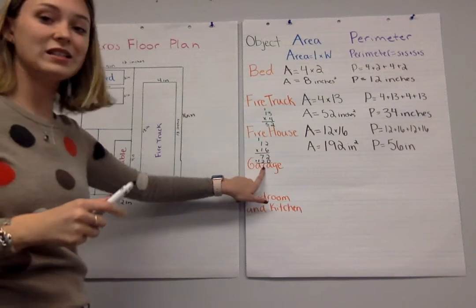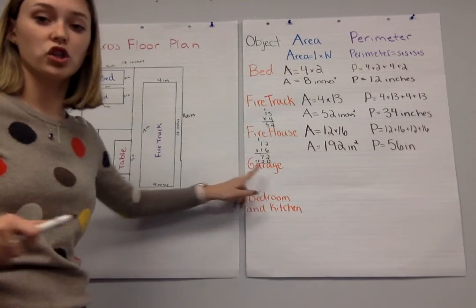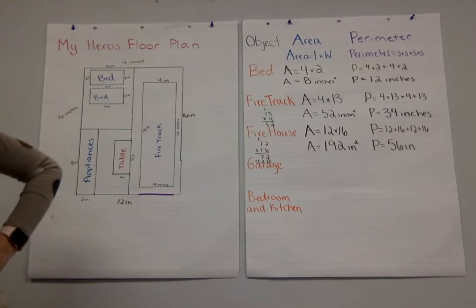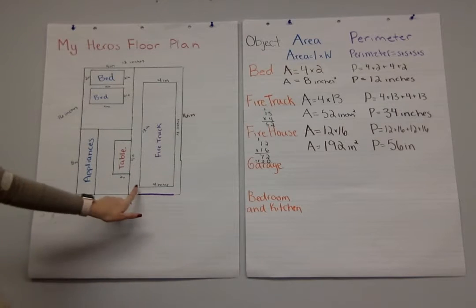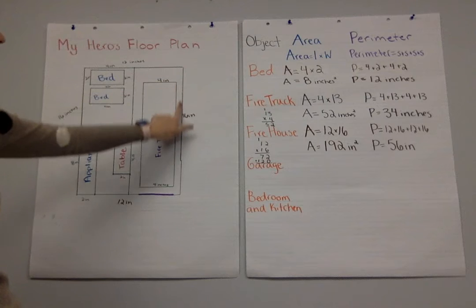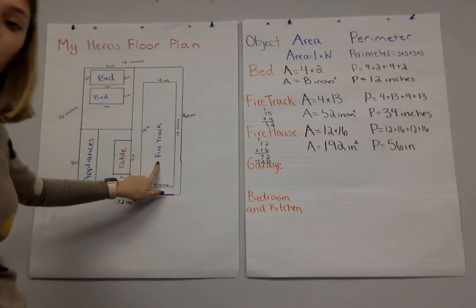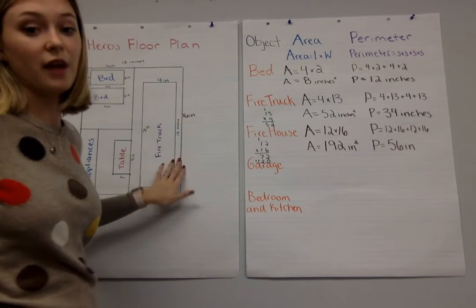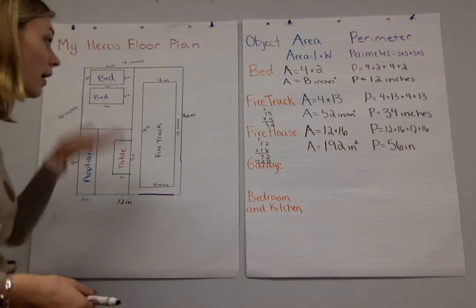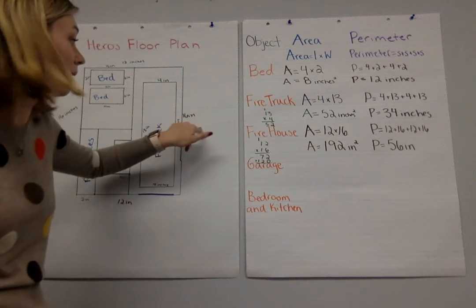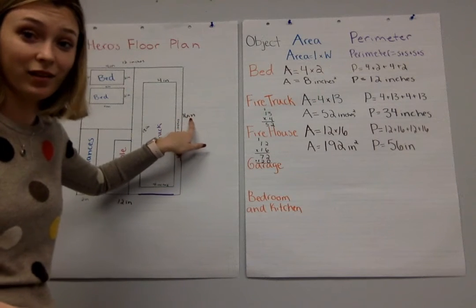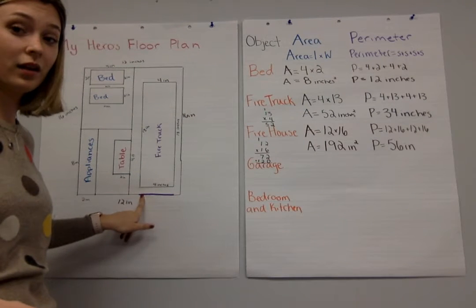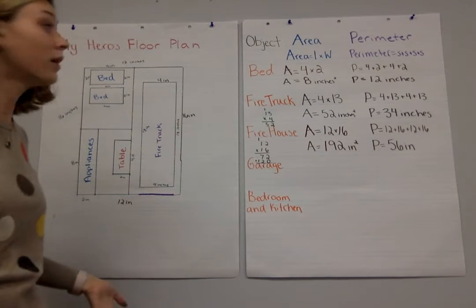So now we need to find the area and perimeter of the garage. Where is the garage? It's this big box right here. The little room, or the big room I should say, that our fire truck has been parked inside of. So I only have one measurement right here, 16. I don't know how tall or how wide it is down here. How can I figure that out?